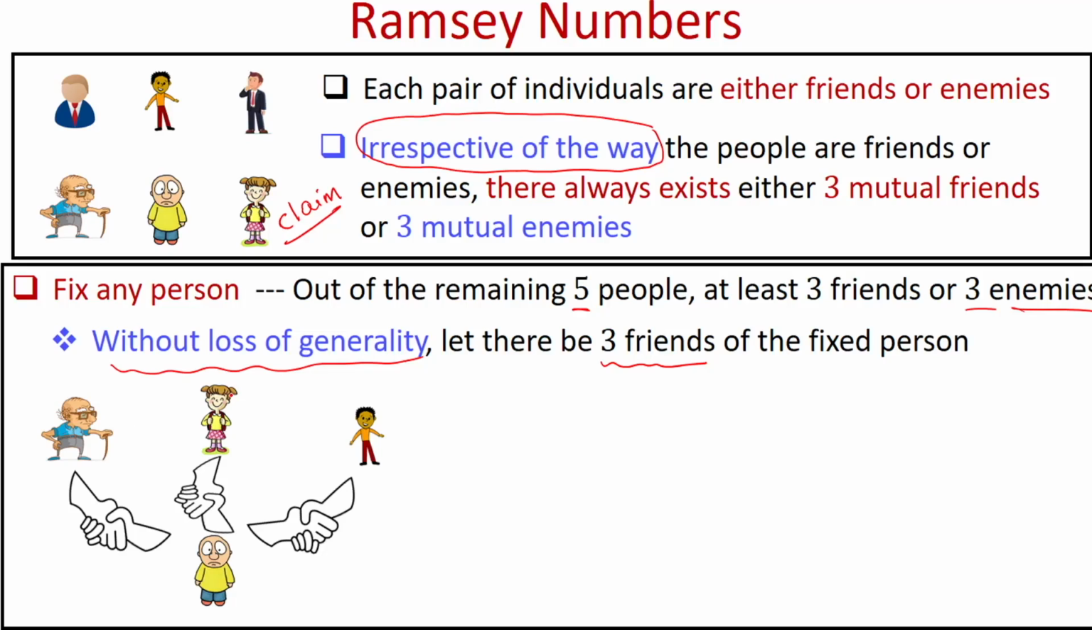Now my claim is not yet proved here, because individually these 3 people are friends with this person. That does not mean that I have the existence of three people who are mutually friends with each other. That means they all have to be friends with each other. That's not guaranteed as of now. As of now, I have just guaranteed that the first person is a friend with this fixed person, the second person is a friend with the fixed person, and the third person is a friend with the fixed person, right? So this notation basically denotes friendship.